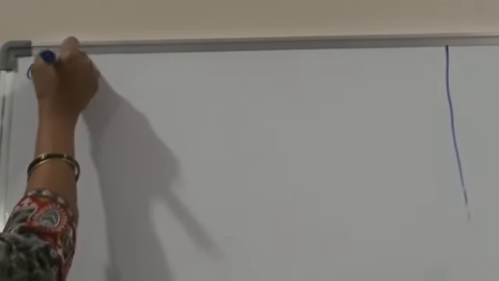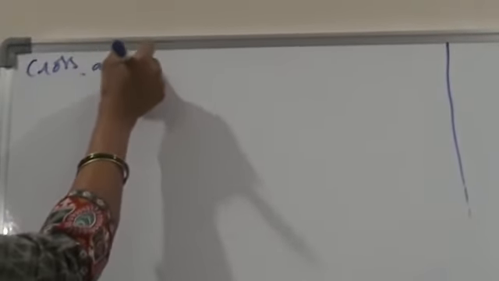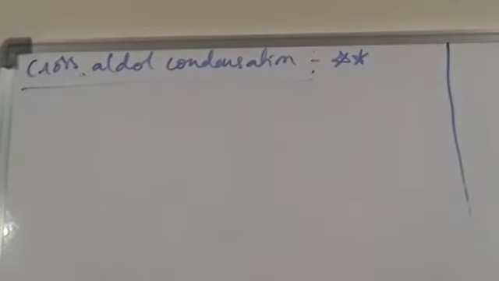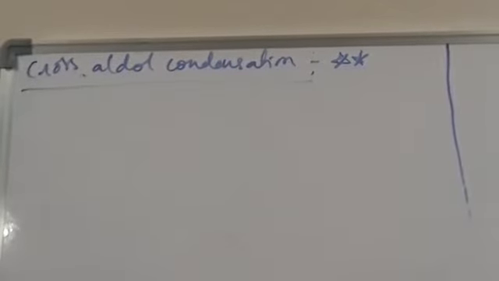Next, cross-aldol condensation. This is also very important. So you know about aldol condensation. In aldol condensation, the same molecules undergo condensation in presence of dilute alkali and we get products. For example, if we take 2 moles of acetaldehyde, in presence of dilute alkali, we get but-2-enol as the final product.